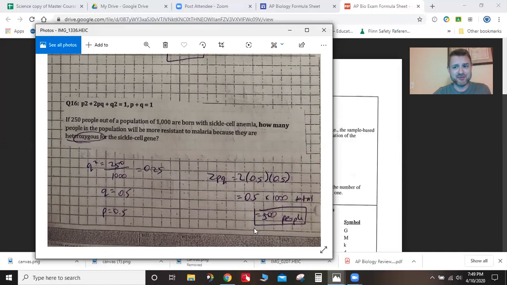This question, honestly, you can kind of do in your head. If 250 people have the recessive trait out of 1,000, that's a quarter. It's 250, you're likely going to have sickle cell, another 250 have the dominant trait, and then 500 would be heterozygous.